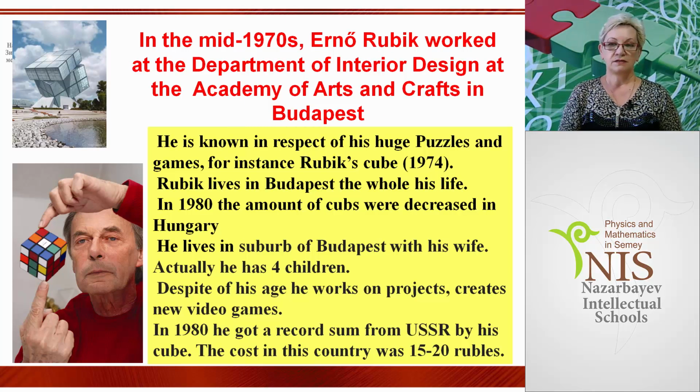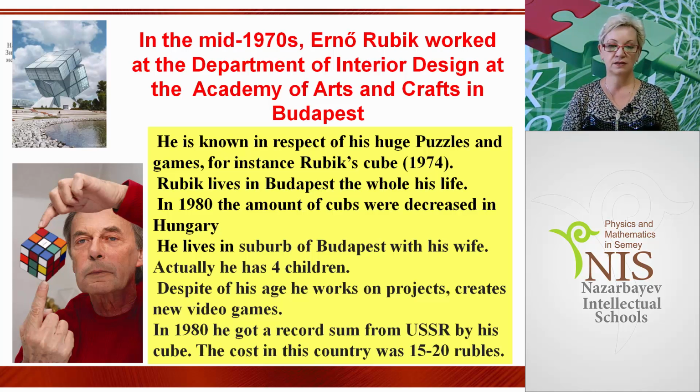In the 1970s, Ernő Rubik worked at the Department of Interior Design at the Academy of Arts and Crafts in Budapest. He is known for his puzzles and games, for instance, Rubik's Cube, 1974. Rubik has lived in Budapest his whole life.